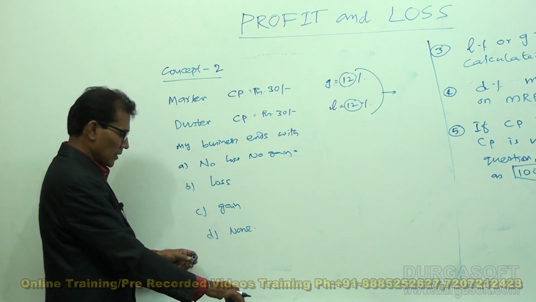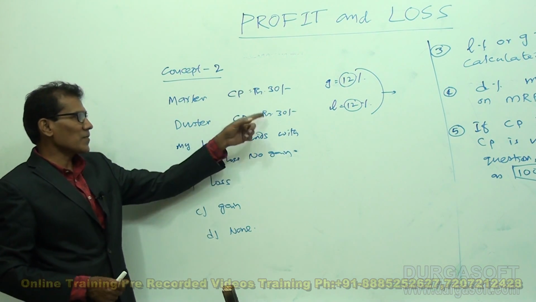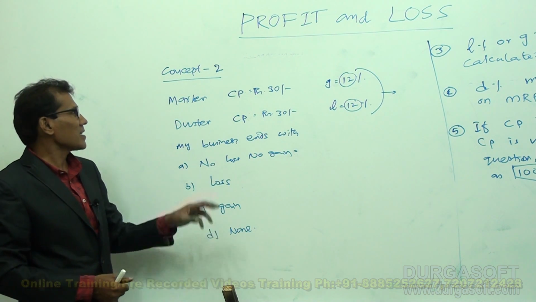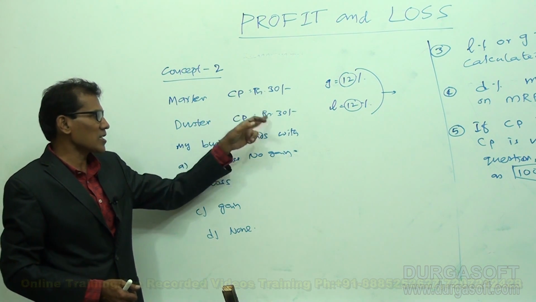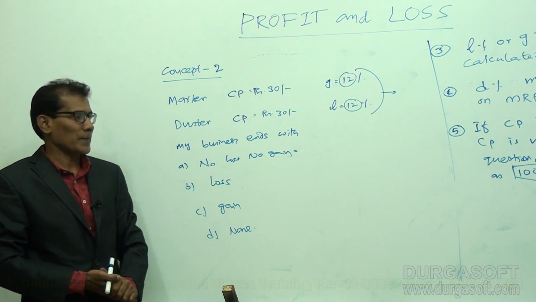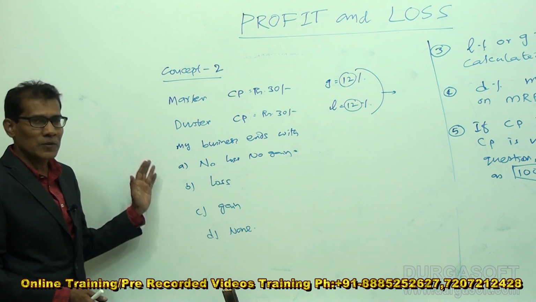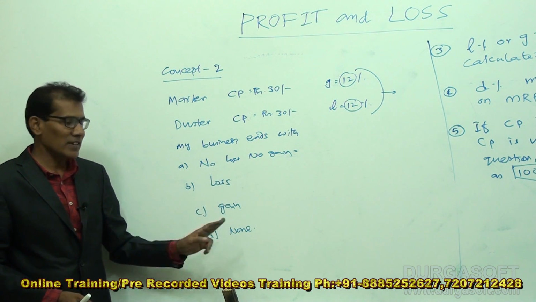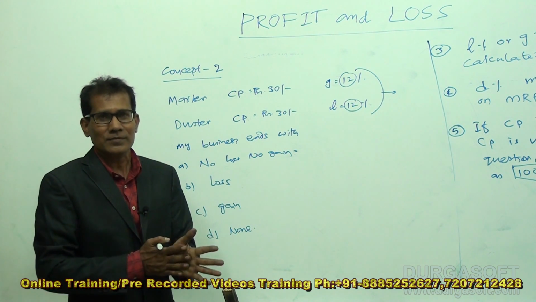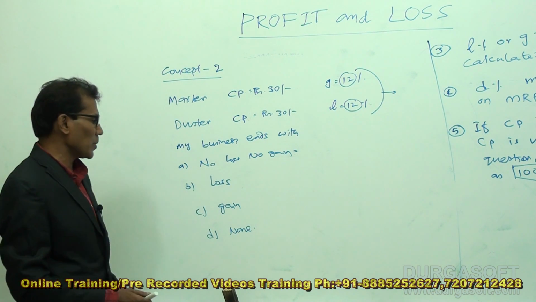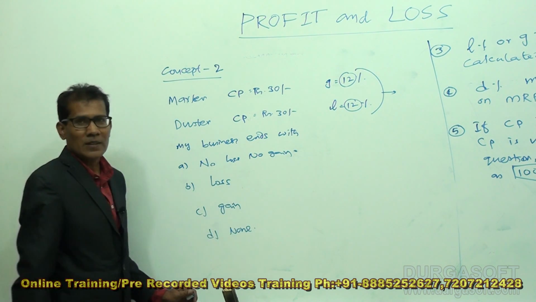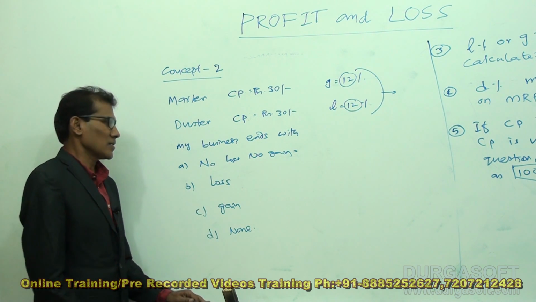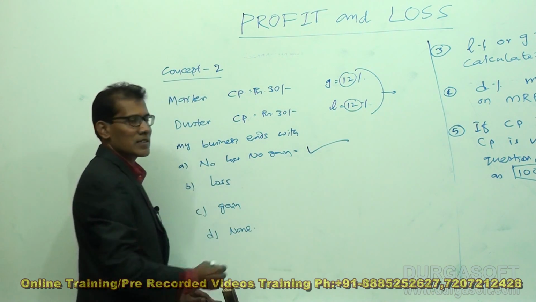Is it clear? The first case was selling prices were same and loss percent, gain percent was same. Now in this case, in concept 2, the cost prices are same and loss percent, gain percent are same. In this case, what happens? The same options. My business ends with no loss, no gain, or loss or gain or none. So many people, majority of the people say there is a gain, which is wrong. In this case, even it is not loss, the right option is no loss, no gain.